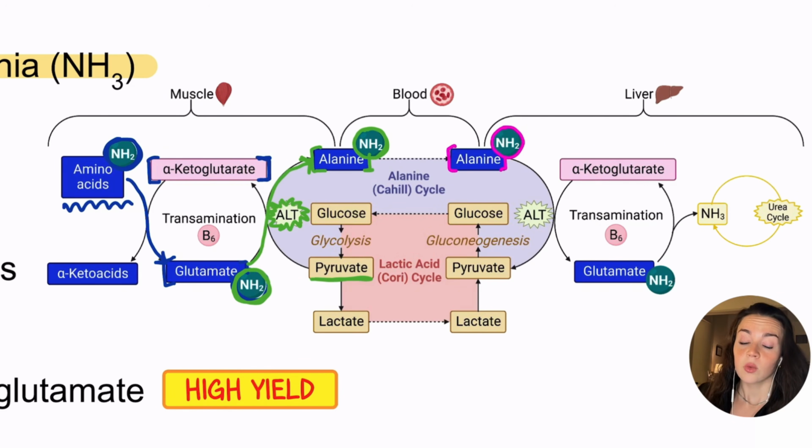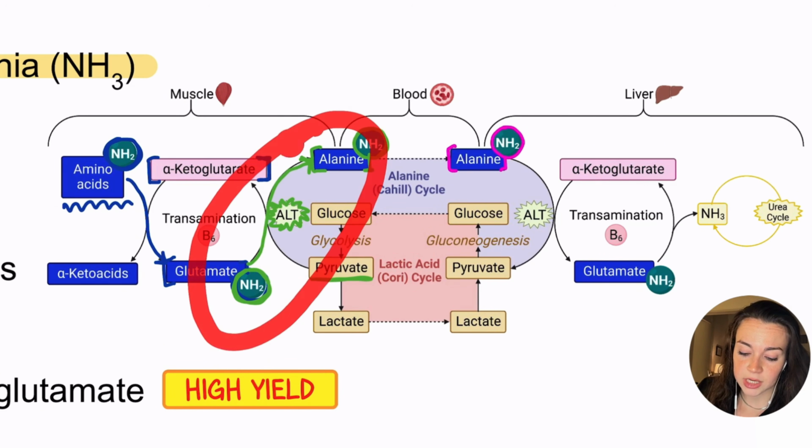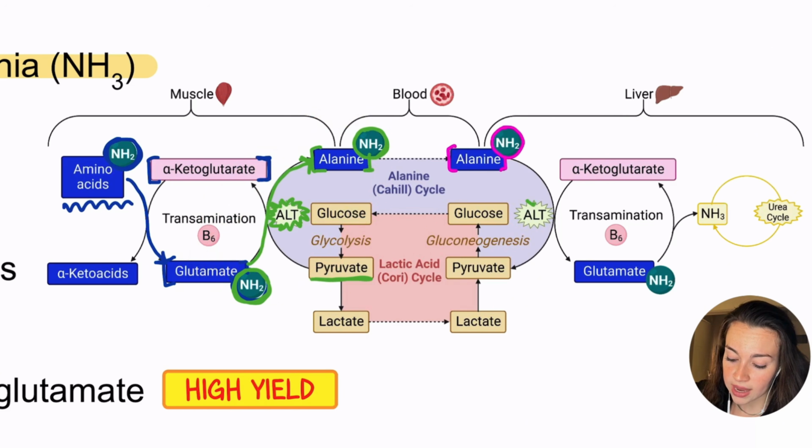In the liver, we are going to do the opposite of the reaction we just finished describing. So ALT, that same enzyme that added the amino group on to glutamate to form alanine, now is going to peel the amino group off of alanine and give it back to alpha ketoglutarate.